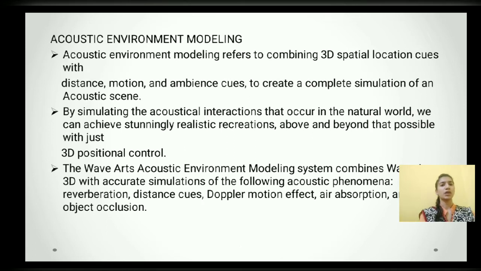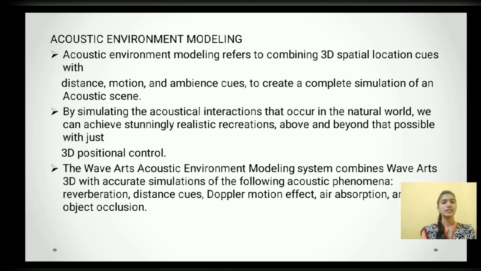Acoustic environmental modeling refers to the combination of 3D spatial location cues with distance, motion, and ambience cues to create a complete simulation of acoustic scenes. By simulating the acoustic interactions that occur in the natural world, it achieves stunningly realistic recreations, beyond what is possible with just 3D audio. The Wave Arts acoustic environmental modeling combines Wave Arts 3D audio and accurately simulates the following acoustic phenomena: reverberation, distance cues, Doppler effect, air absorption, and object occlusions.